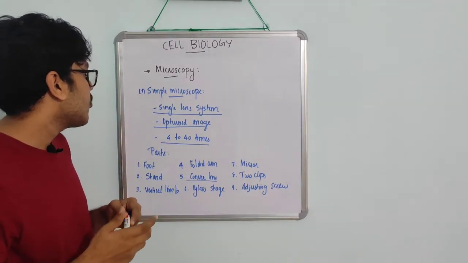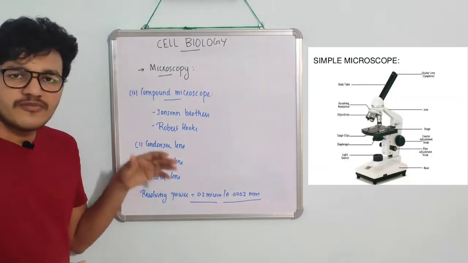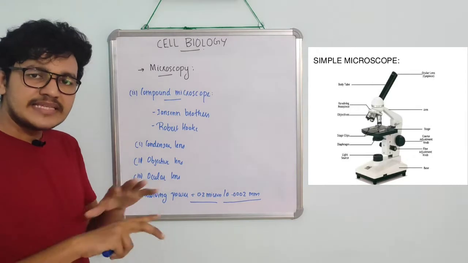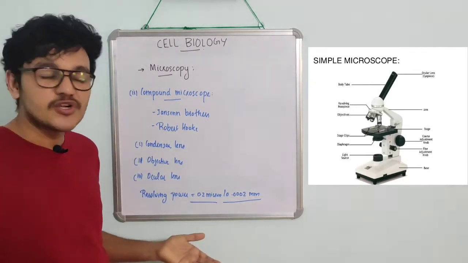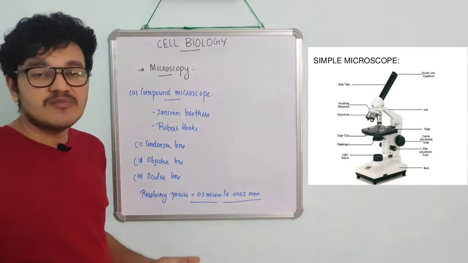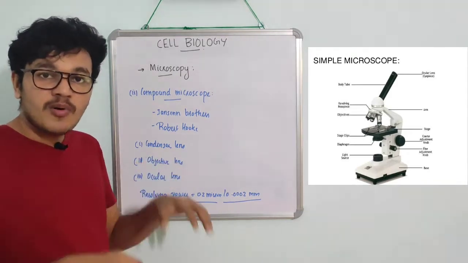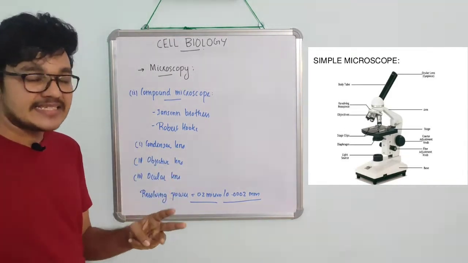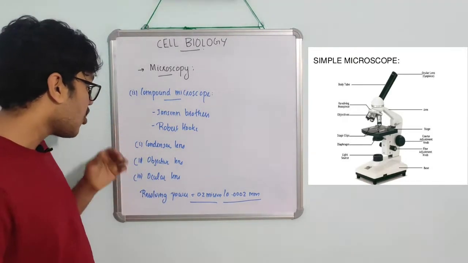Now let's focus on the compound microscope. Now the first point is not related to the compound microscope. Generally speaking about the microscope, the first attempt at making a microscope was by the Janssen brothers. But the first microscope with a multiple lens system was developed by Robert Hooke. Now coming to the compound microscope, nowadays it has a 3 lens system. The first one is the condenser lens, the second one is the objective lens, and the third one is the ocular lens.